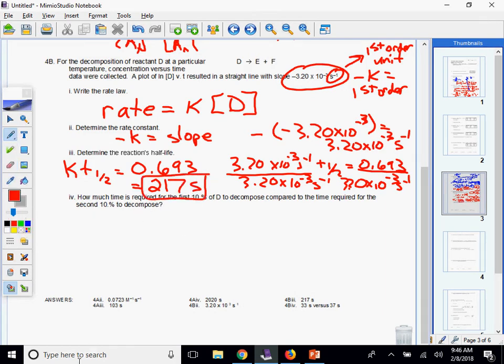All right, next. So now we got to see if you actually understood what we were talking about earlier. How much time is required for 10% of D to decompose to the time required for the second 10% to decompose? Okay. You got to solve it twice. So let's solve it once together. All right. How could I do the first one? It's a first order reaction. What equation am I going to use?